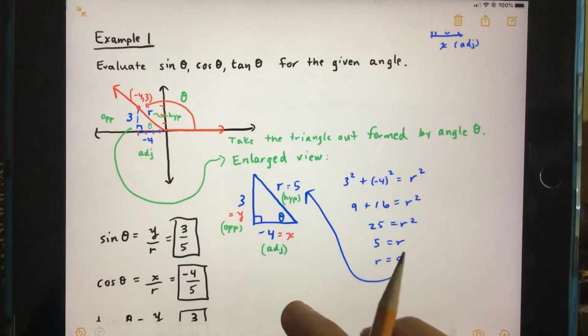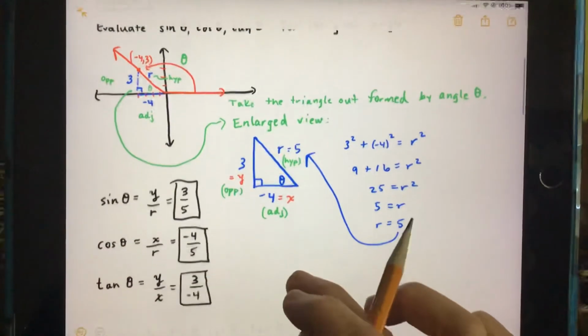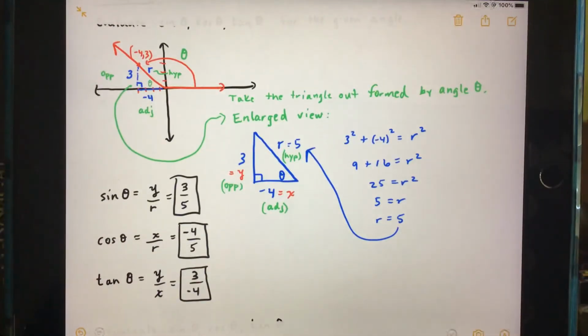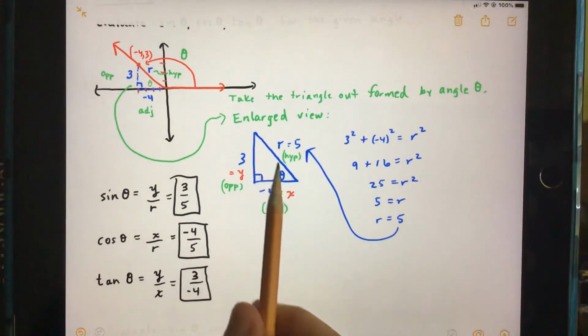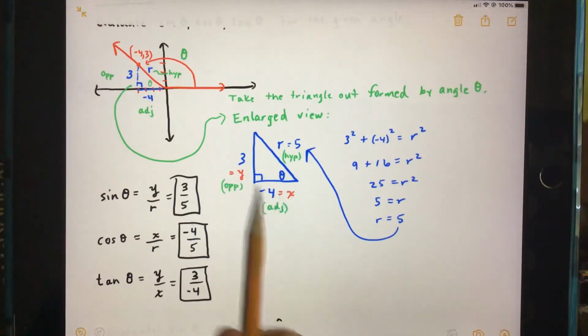Now I'm ready to write the sine, cosine, and tangent function evaluations because I now know my x, my y, and my r. Sine of theta, opposite over hypotenuse, which in this case, of course, will be y over r. Our y value is 3, our r value is 5. This radius will always be a positive value. The x and y can be both positive and negative, but our radius will always be a positive value.